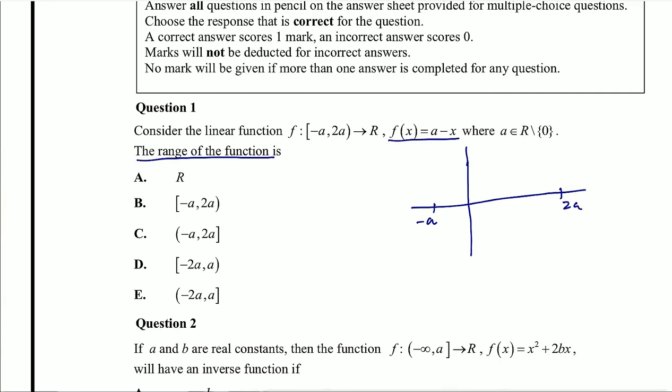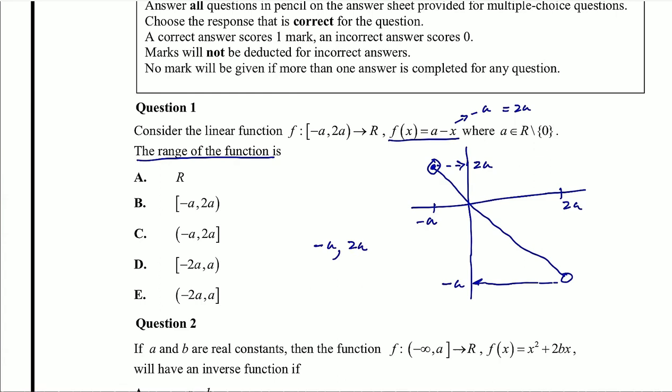Then what you can get is a negative gradient, so something like this. So this should be a solid circle. This should be an open circle. So what would be your range here? When x is equal to minus a, you put minus a here. So that would be 2a. And when you put 2a, it's going to be minus a. So it is going from minus a to 2a.